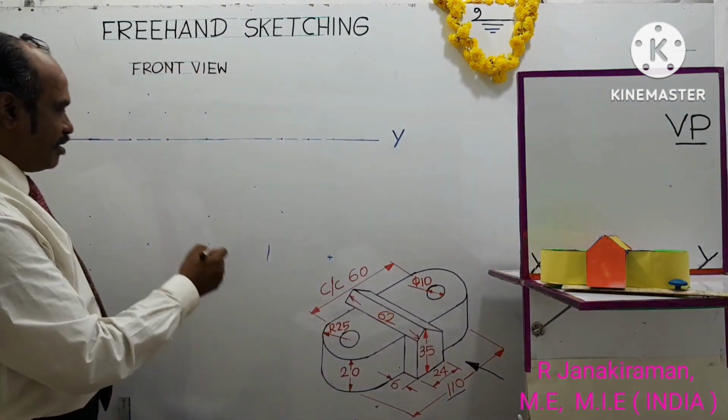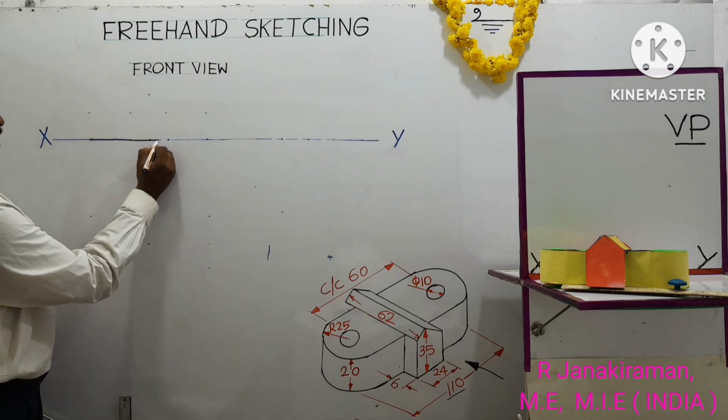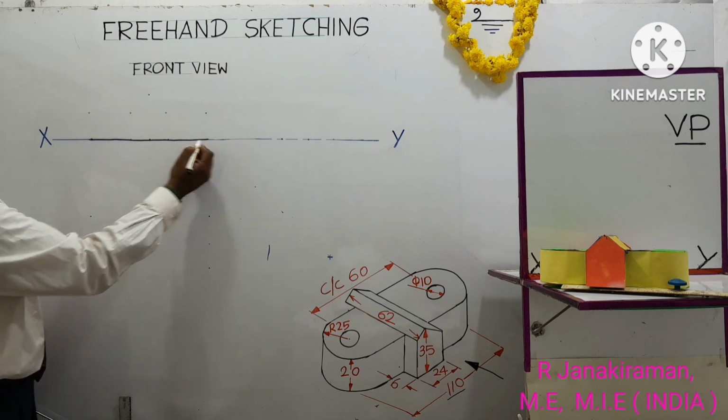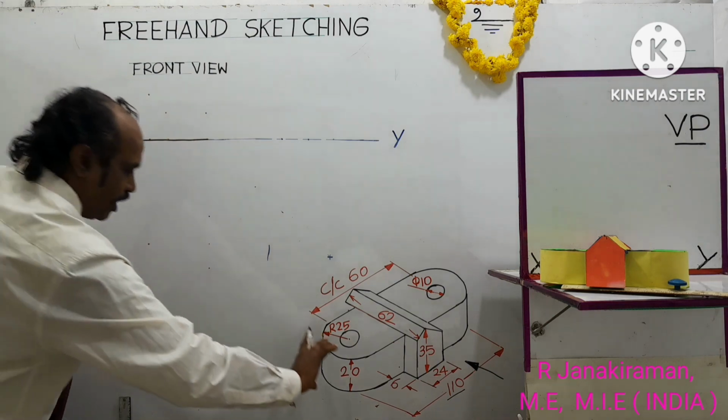It's given as 110 mm. 110 mm means 11 centimeters. You draw one horizontal line. As the topic is freehand sketching, approximately 110 will be, you will have a greater distance compared to the height, which is given as 20 mm.